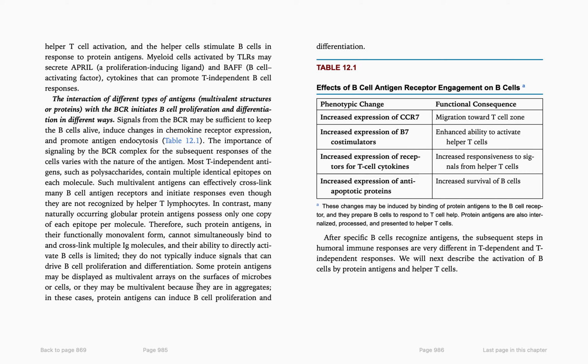Increased expression of B7 costimulators enhances the ability to activate helper T cells, and the increased expression of receptors for T cell cytokines increases responsiveness to signals from T helper cells. Increased expression of anti-apoptotic proteins increases the survival of B cells.